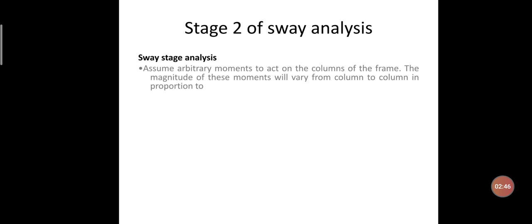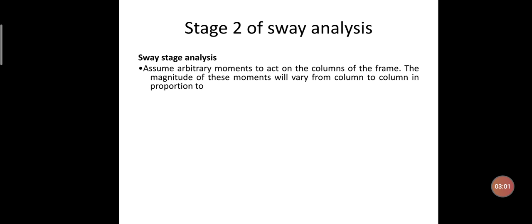So the next stage is stage 2, called the sway stage of analysis. In this sway stage of analysis, we are going to assume arbitrary moments which act on the columns of the frame, and the magnitude of these moments will always vary from column to column in proportion to I by L square.